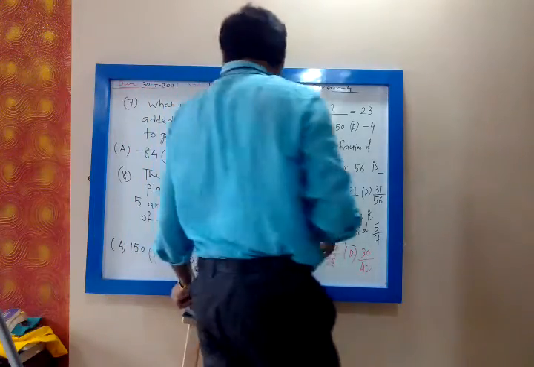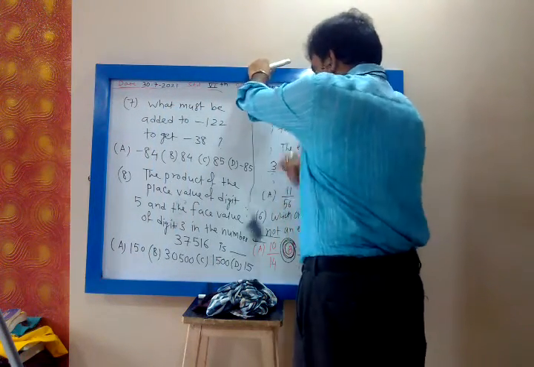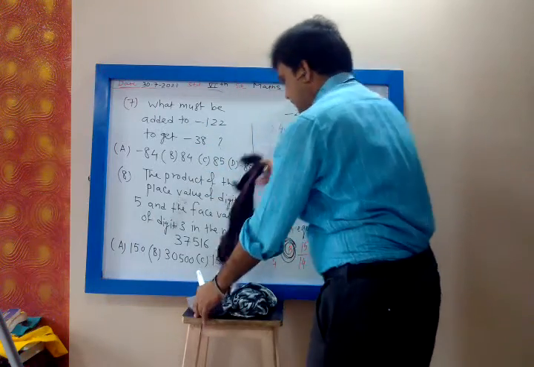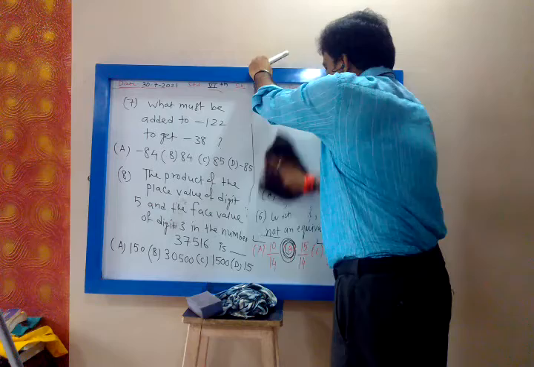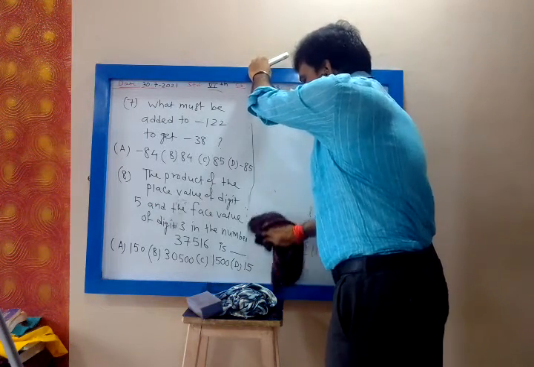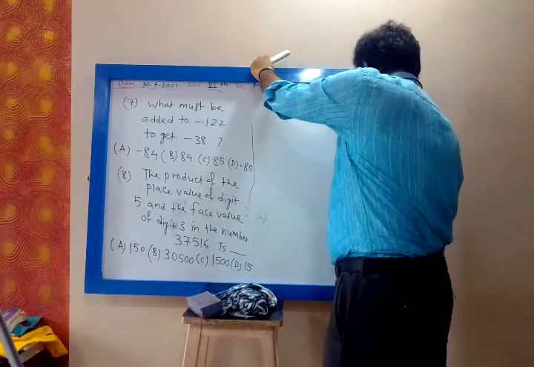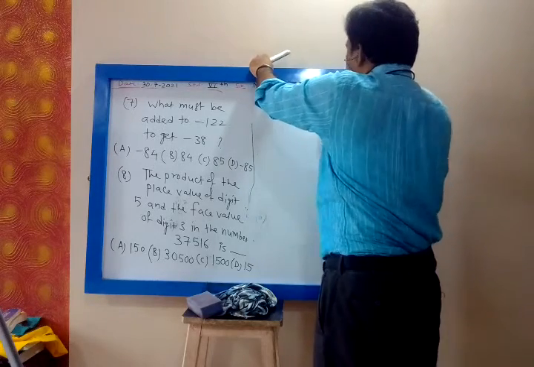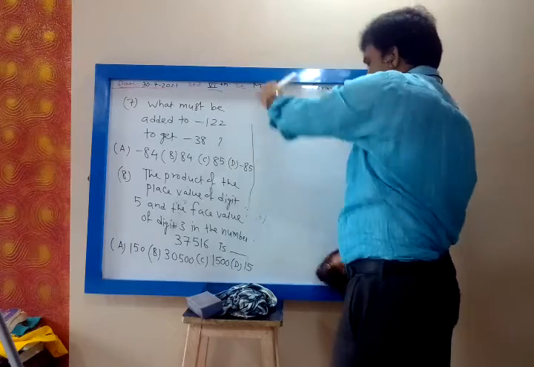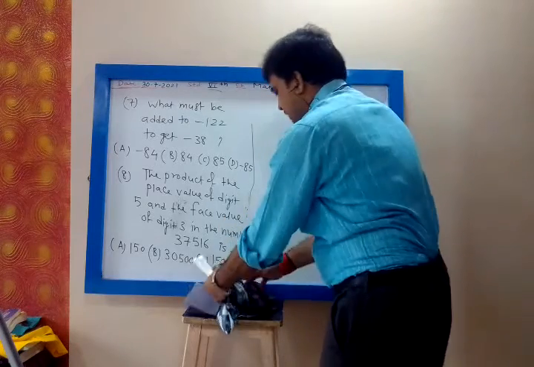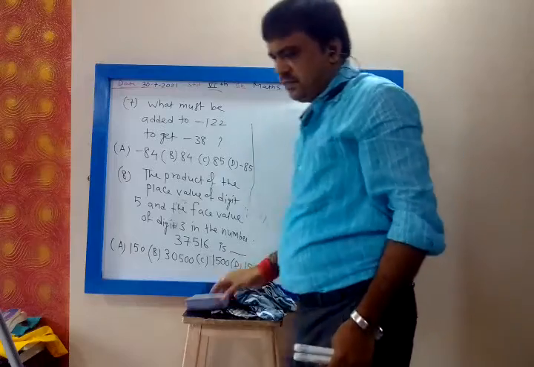Let me write two more problems, then we will discuss the solution. Option D is 15. When I start writing the answer, only then you will write the answer. I will read your name there with the option. You have to write down the option. Do not write the answer.